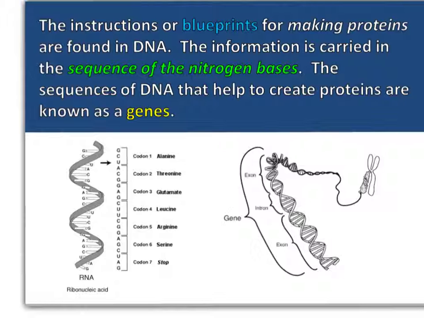So, the instructions or blueprints for making proteins are found in DNA. You already know this. We already went over that when I was back. The information is then carried in the sequence of nitrogen bases, which again, you already know. The sequences of DNA that help to create proteins are known as genes. Again, you know this. Feels good to go over a couple things that you already know.